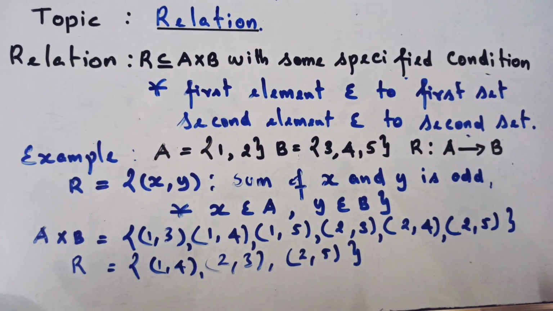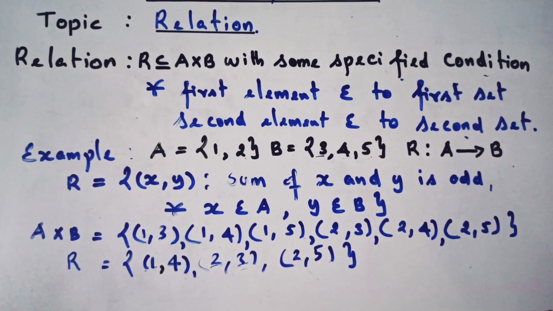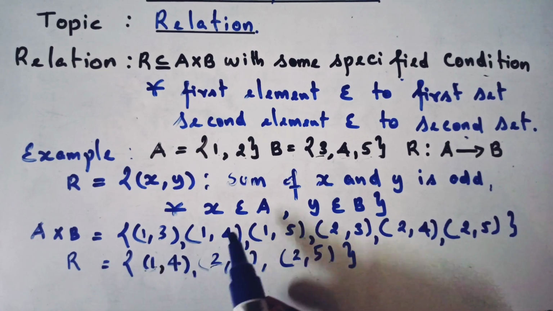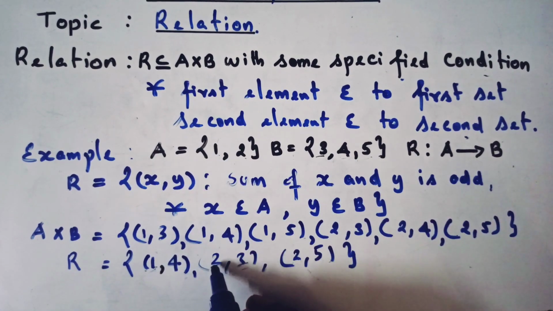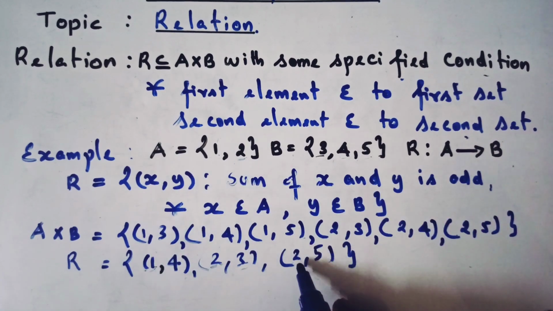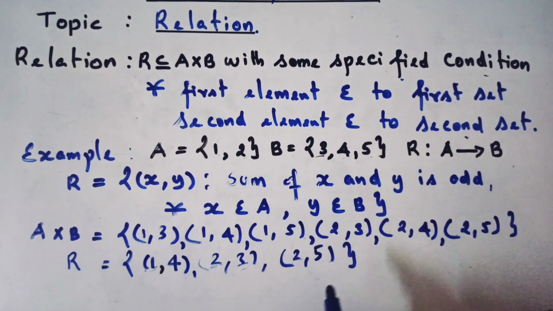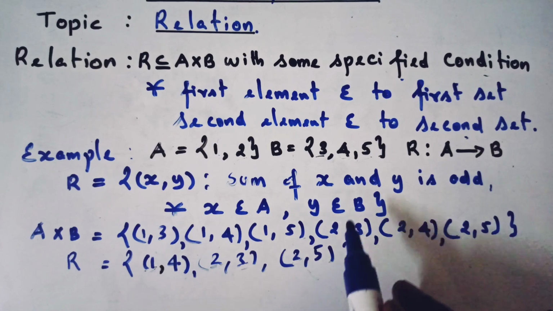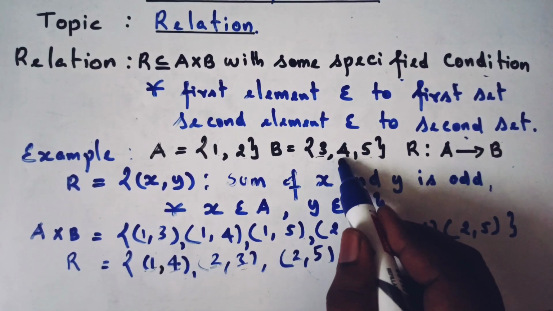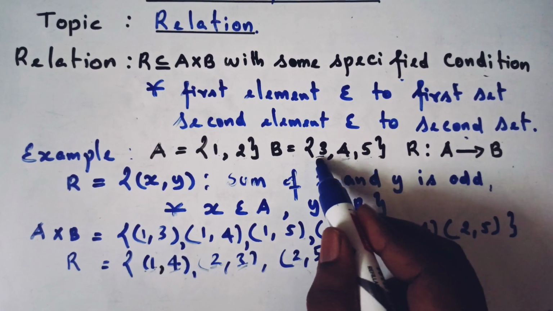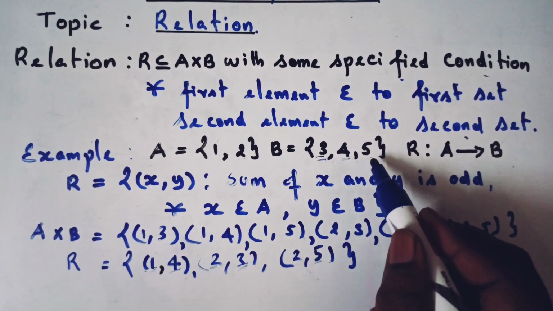Now we are done with the answers. A relation is the subset of cross product of two sets. Now we have picked up all the subsets of A cross B with some specified condition, where the first elements belong to the first set: 1, 2, 2, and all the second elements belong to the second set: 4, 3, 5.